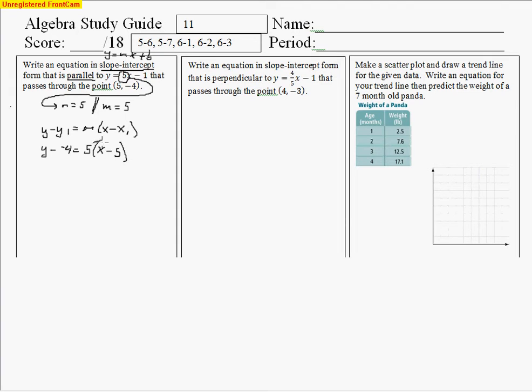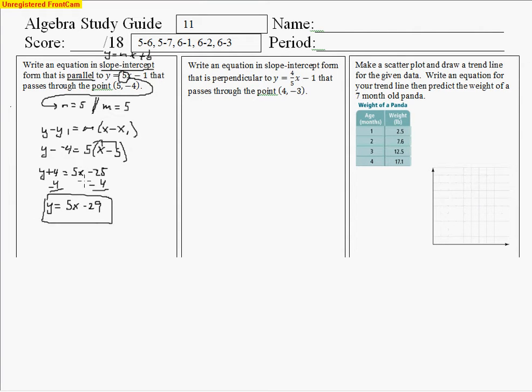So I go ahead and distribute, and I've got a y plus 4, because I added the opposite there. This all equals 5x minus 25. So from that point, I'll subtract the 4 from all sides, and I do that, and I have the same sign, so I end up having to add. So my answer is going to be y equals 5x minus 29.